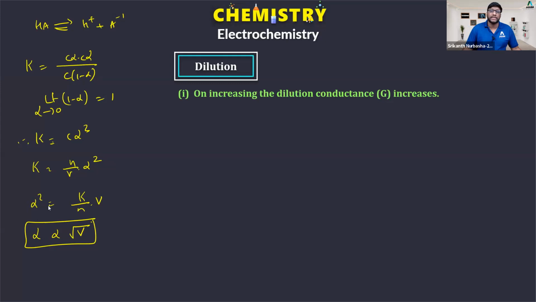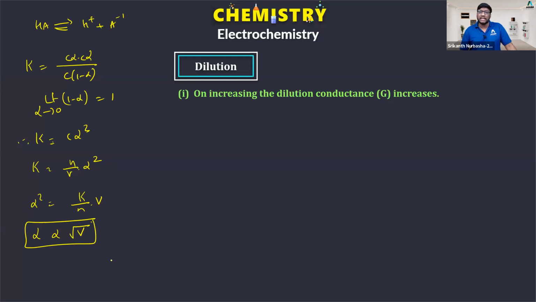Now let us talk of specific conductance. Specific conductance is the conductance offered by all the ions present in 1 centimeter cube of solution. In 1 centimeter cube of solution, is the number of ions decreased or increased if you do the dilution? Decreased, because the same number of ions now occupy a larger volume. So in 1 ml, the number of ions is now low. So specific conductance will decrease.